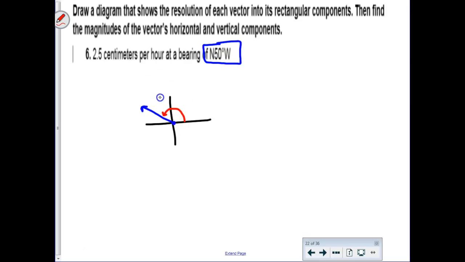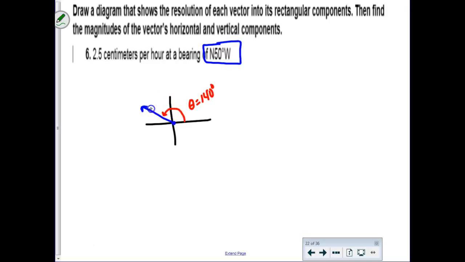90 plus 50 would be 140. That's the angle you have to use in this component form, because we need to make sure we're in the right quadrant. This angle, 90 plus 50 is 140. You good? Okay. I'm with you.